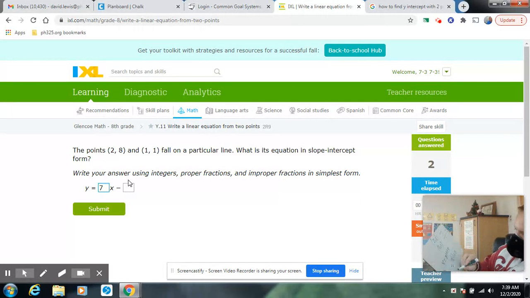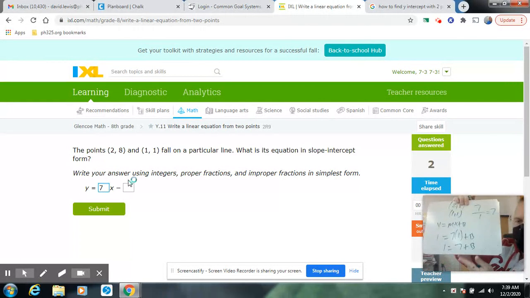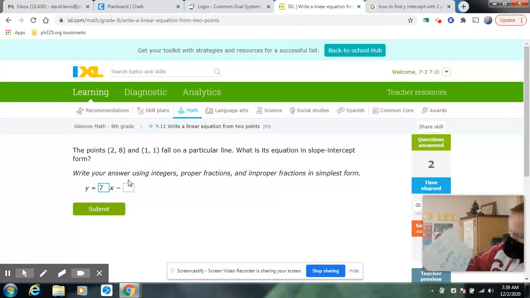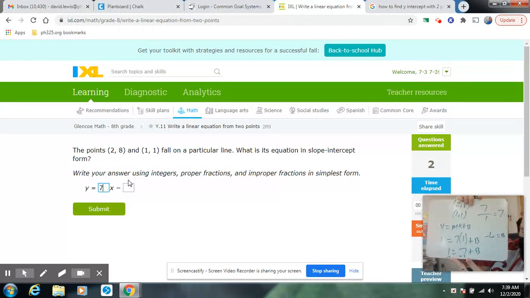So we have 1 equals 7 plus b. Yeah, we're solving for b. So we subtract 7, and we get negative 6 equals b.